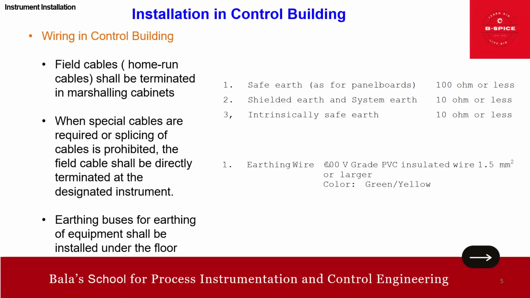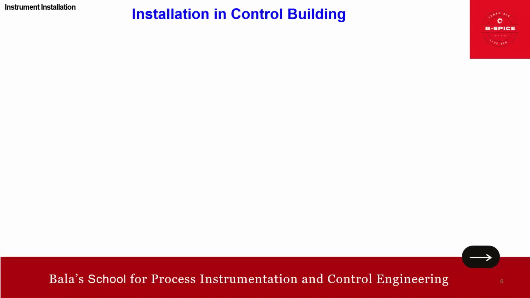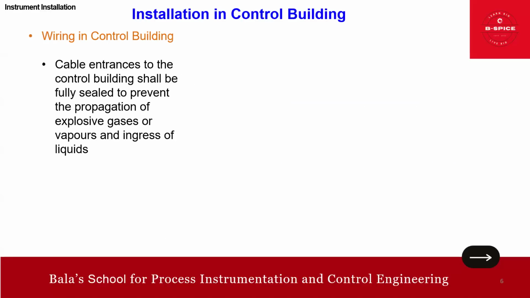Then also the earthing wire should be 600 volt grade PVC insulated wire of 1.5 square mm or larger. That should be used as the minimum for earthing. Of course, you have to follow your project spec also. The color should be green or yellow. This is just a basic idea about the wiring in control room. Now, wiring in control room building, a few more points.